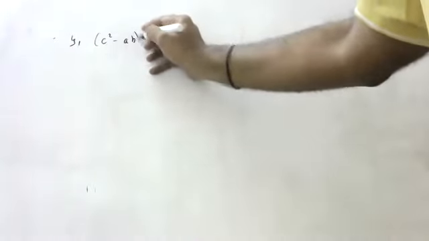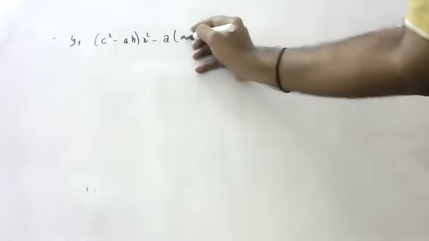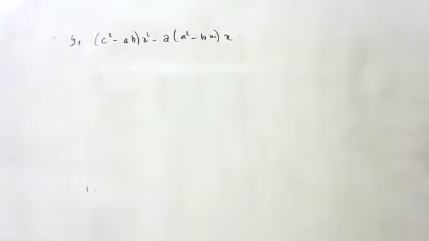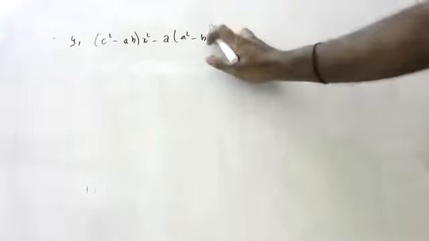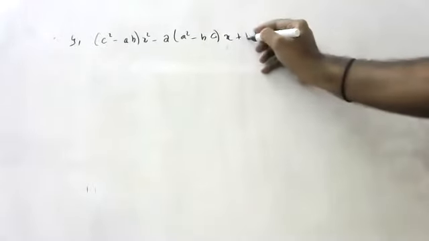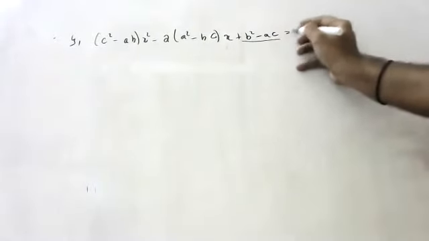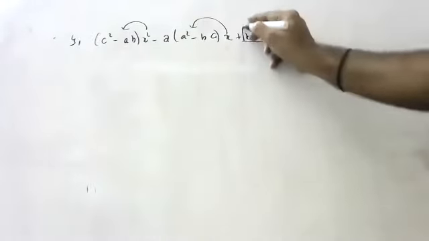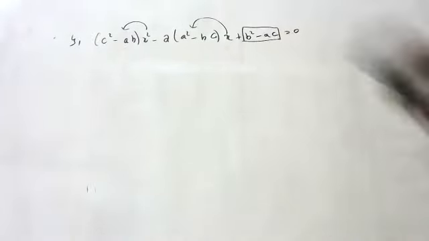Roots of the equation: c square minus ab x square minus 2 into a square minus bc x plus b square minus ac. Not k, x, children. This is bc. Whichever is having x square, that is a. Whichever is having x, that is b. Remaining everything, that is c, children. Everything which is not having x or x square.